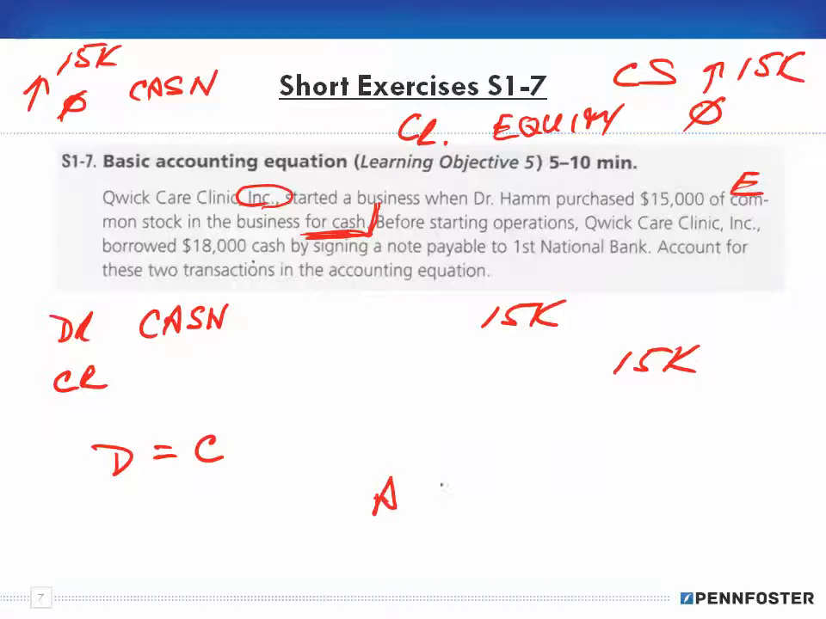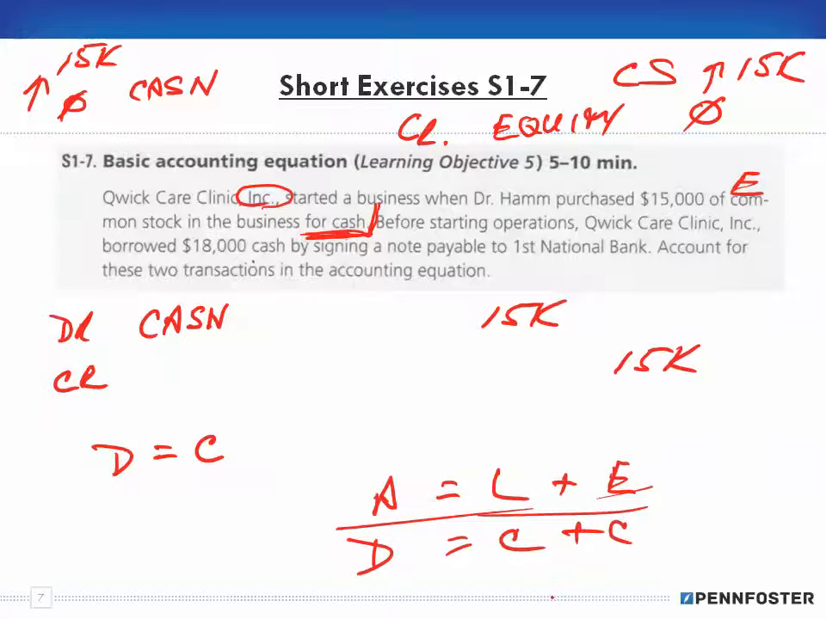Why? Assets equals liabilities plus equity, right? If the asset's normal balance is a debit, and that equals these, then these both have to be credits. So we know we have to credit the equity account. Well, he's purchasing common stock, so we look under the equity and we see that we have a common stock account, and we know that it has to be credited, right? In the amount of $15,000.